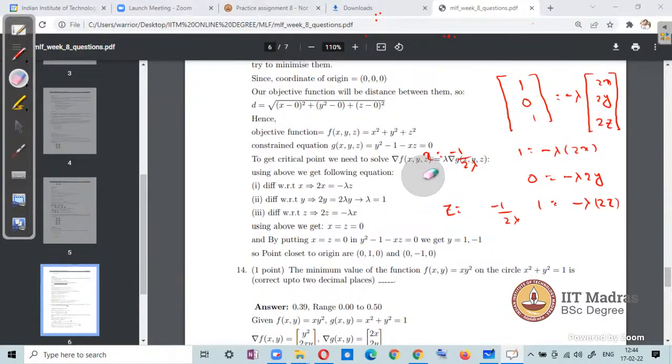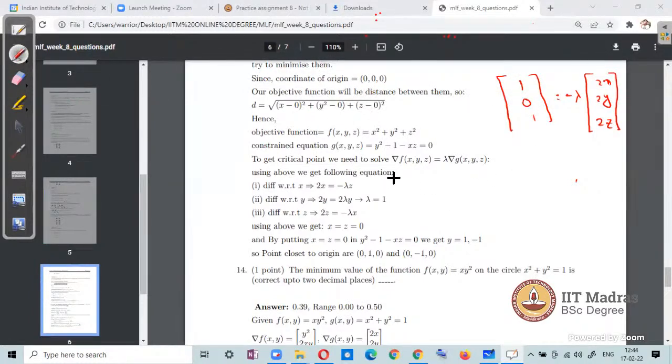We'll do this. Can we get this one? No, I think I need to write all these things. Okay, let's see that. First, x square gives 2x.